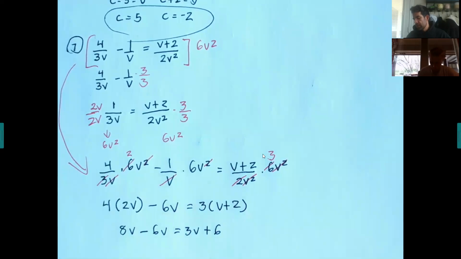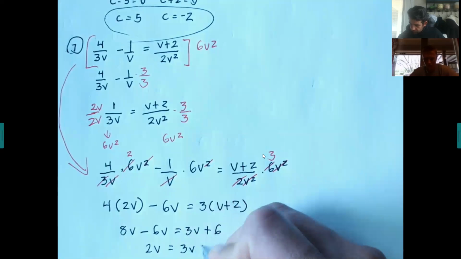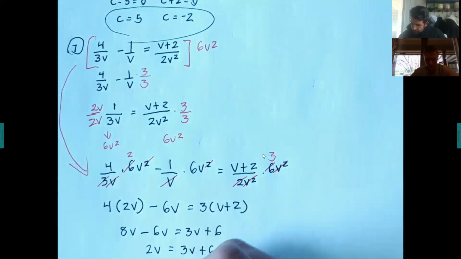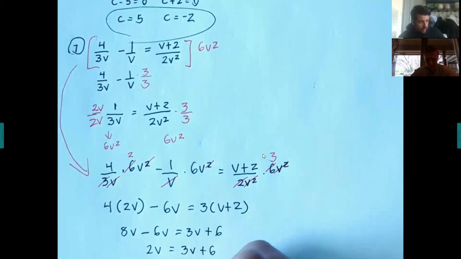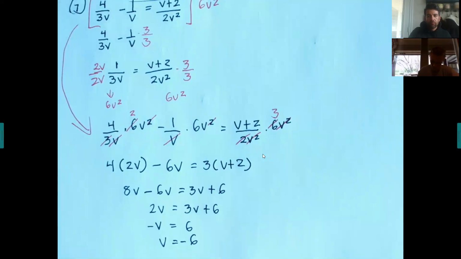And then you solve for v. This one is not even a quadratic, so we should be good on this. If I subtract 3v from each side, I would get this. So v is equal to negative 6. Oops, I'm off screen. That makes sense?